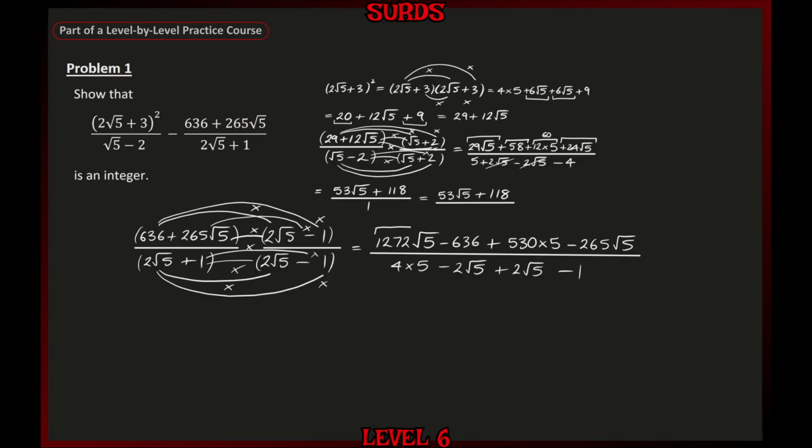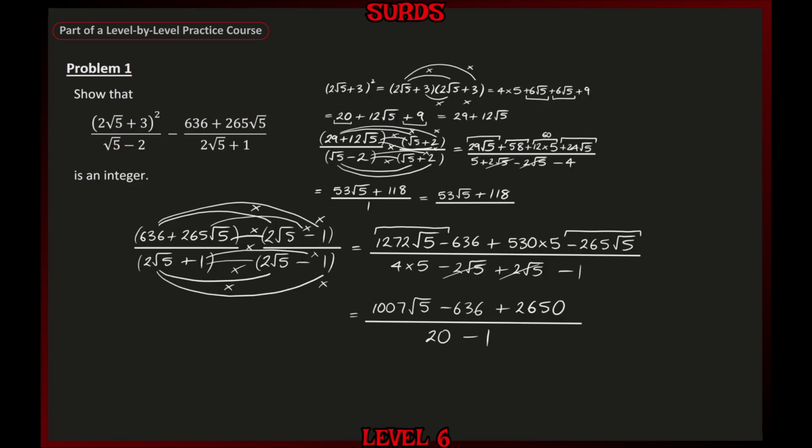So starting with 1272 root 5 minus 265 root 5, this gives us 1007 root 5. We have a minus 636, and 530 multiplied by 5 gives us plus 2650. On the denominator, again, our minus 2 root 5 and plus 2 root 5 cancel out, and we have 4 times 5 minus 1. So 4 times 5 is 20, so we get 20 minus 1.